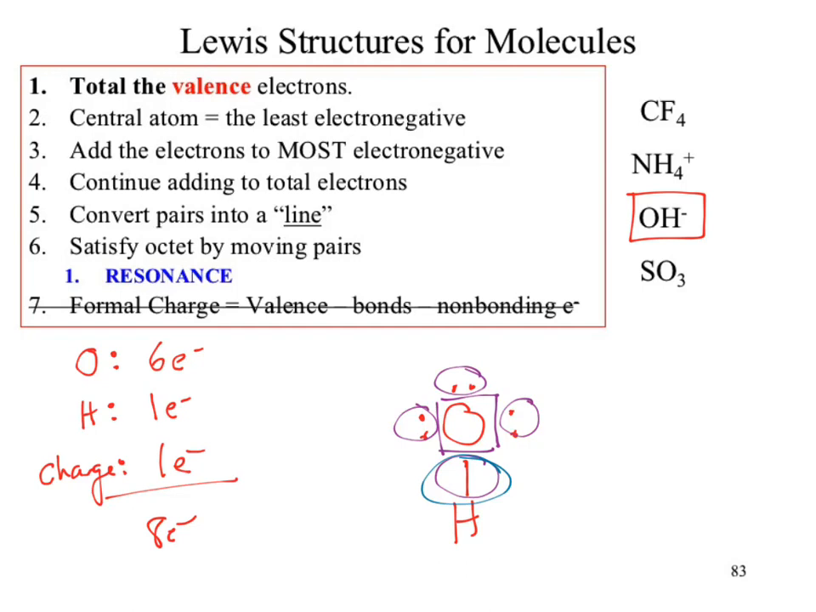Okay? Hydrogen only has 2. Remember, hydrogen is our exception. We only have 2 electrons around hydrogen. We don't achieve the octet. Okay? Its octet, if you will, is only 2 electrons.